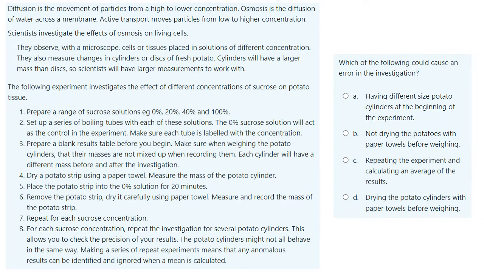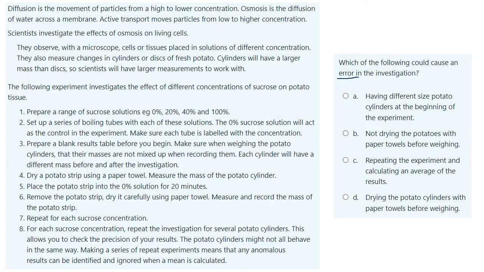Which of the following could cause an error in the investigation? Now, an error could be a human error, a mistake that a human makes. An error could be a mistake in the design of the experiment. Maybe there's more than one thing that is changing each time. Maybe the equipment is not accurate. All of these things can create errors, and when people want to do these experiments, they need a control to compare things to. They need accurate equipment for measuring the changes. They need to control all of the variables apart from the designated independent variable.